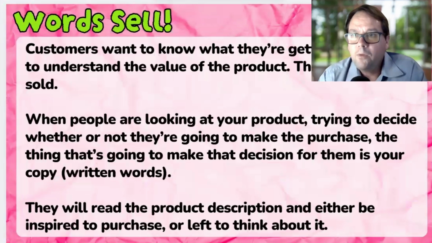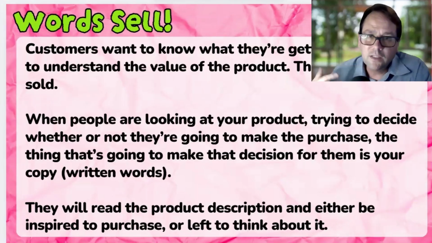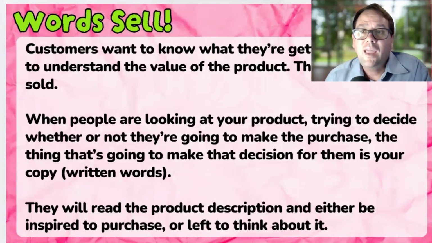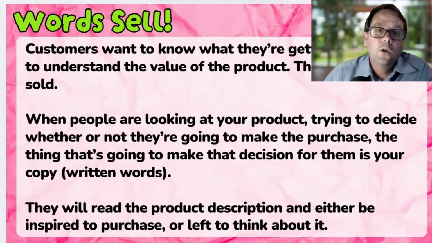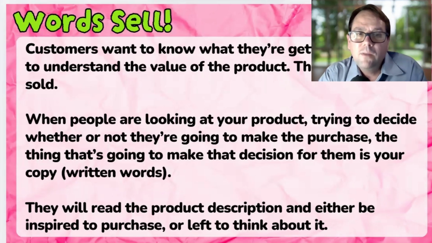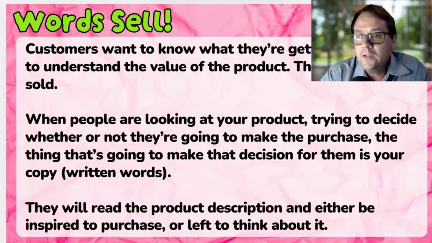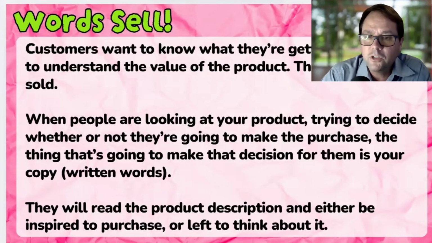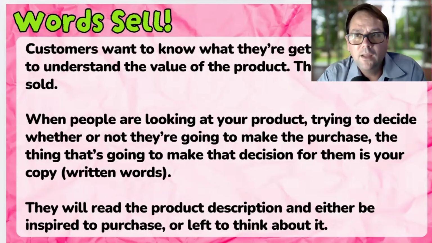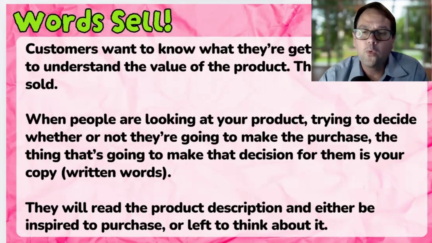Okay, I want to read you a little bit from my book on optimizing your TPT products. And it says, customers want to know what they're getting. They need to understand the value of the product, and they need to be sold. When people are looking at your product, trying to decide whether or not they're going to make the purchase, the thing that's going to make the decision for them is your copy. Copy means written words. They will read the product description and either be inspired to purchase or left to think about it. So your product description, your copy, needs to close the deal for them.